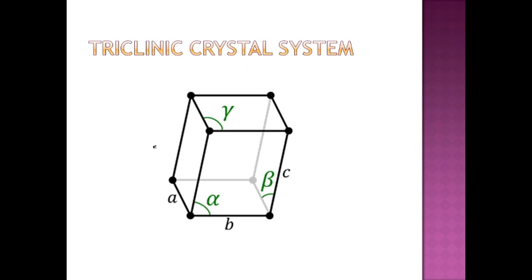Now coming to the 5th type of crystal system, the triclinic crystal system. Here all the axes are unequal and all the angles are unequal. So A not equal to B not equal to C, and alpha not equal to beta not equal to gamma, which is not equal to 90 degrees. So this is a completely slanted structure with all the axes being unequal and all the angles being unequal. There is only one variant of this type of crystal system, which is the simple structure.